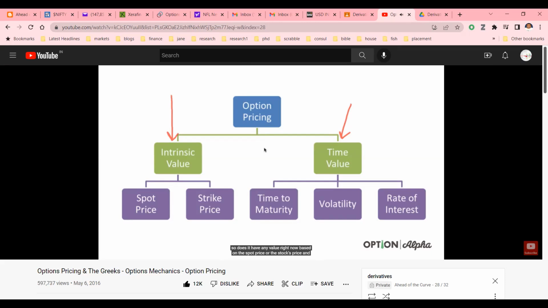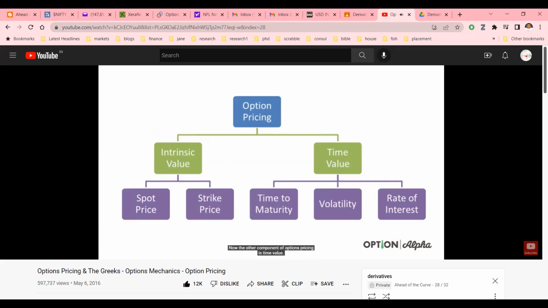So does it have any value right now based on the spot price, or the stock's price, and your strike price? Meaning if you have a 50 strike call option, so your strike price is at 50 and the stock right now is at 55, you know that you have $5 of intrinsic value in that option right now because you can buy it at 50 and immediately sell it at 55, okay? So that's the first component of option pricing, this intrinsic value. And again, that's just simply looking at the difference between the stock price and your strike price, whether you're on the call side or the put side.